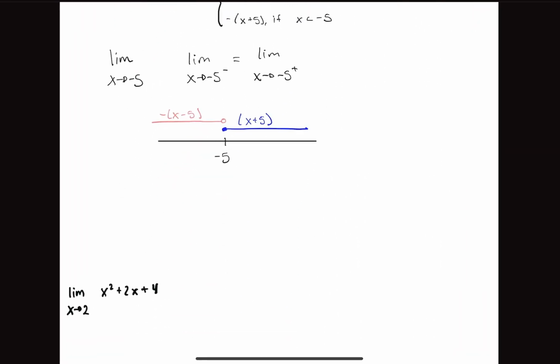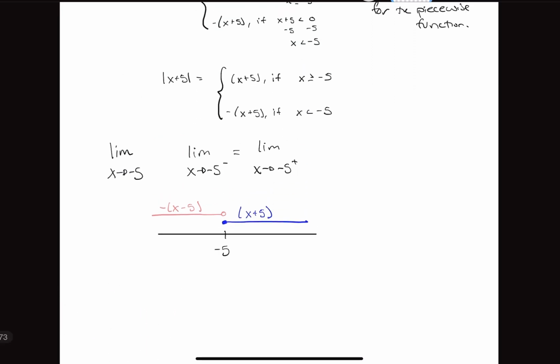And so now, I don't know why this is here. Oh, that's weird. I want to erase, whatever.